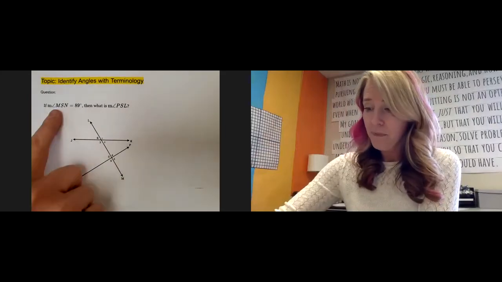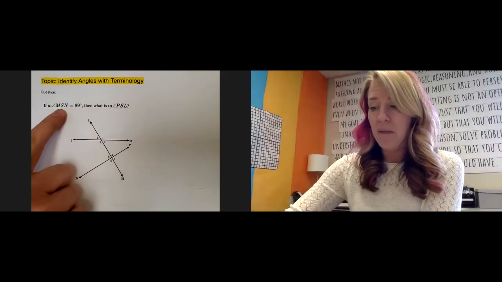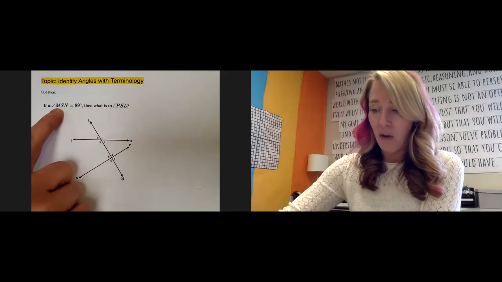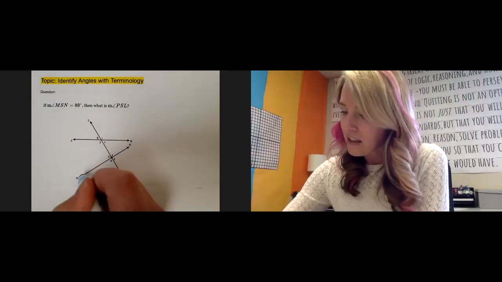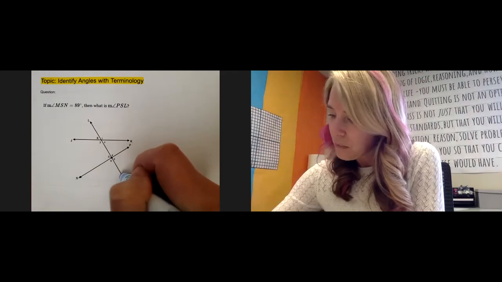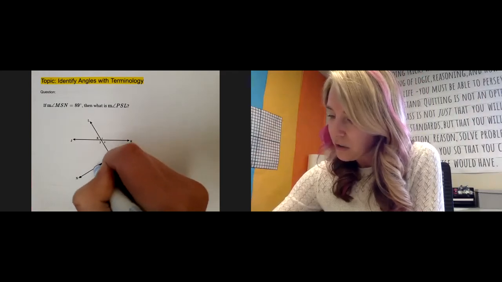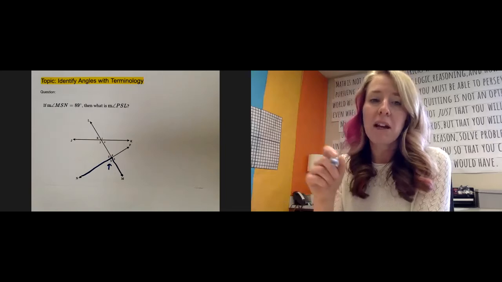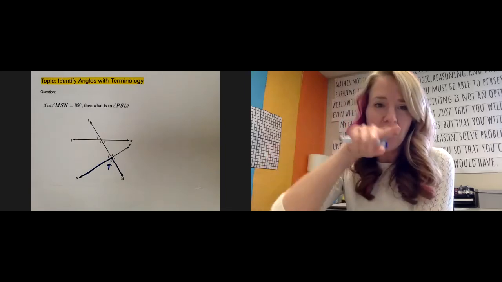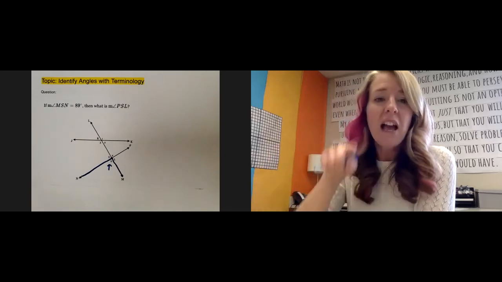So it says the measure of angle MSN is 89. So if I looked at M and then S and then N, you really got to pay attention to this is the angle that I'm looking at. I'm looking at angle 6 right there. Okay, MSN. So just pay attention, because you're going to get those points wrong sometimes.